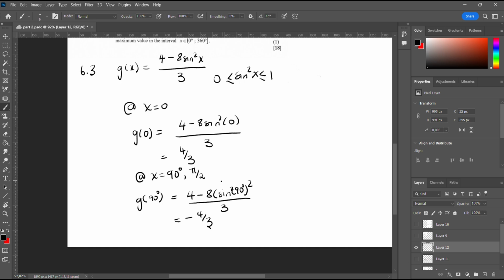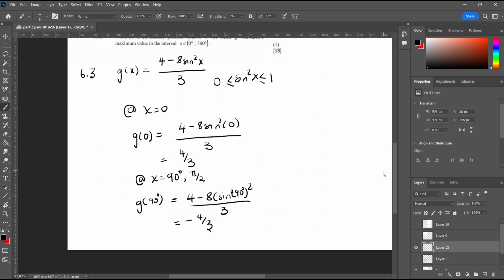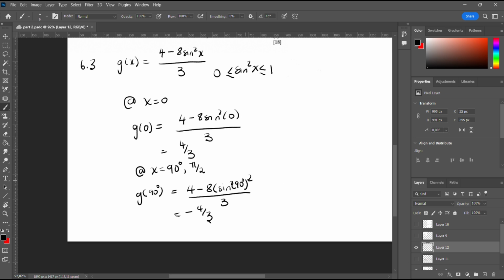Even if we had 270 where sine is negative, because it's squared, that's the thing. So the maximum value of g is g(0), which equals 4 over 3.